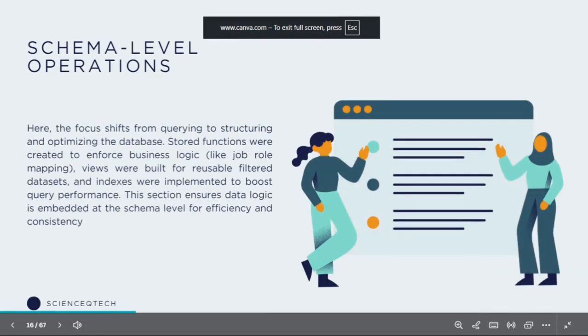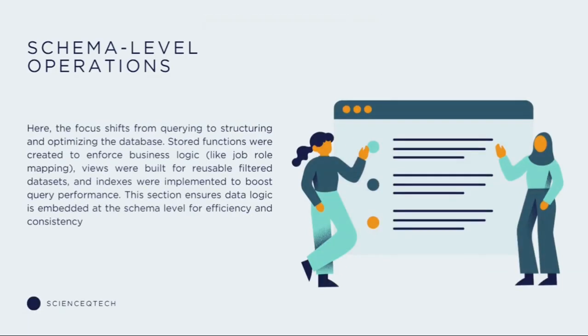Section 2. Schema-level operations. This part focuses on making the database smarter and more efficient. By using stored functions, we enforce rules like job role logic based on experience. Views help us create reusable queries, for instance, viewing all employees with a salary over 6,000.